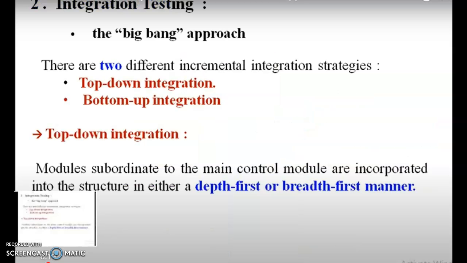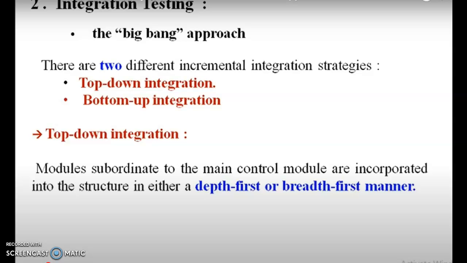Then the next testing process is the integration testing. The integration testing comes after the unit testing. It is also called the Big Bang approach. It is the next level of the software testing process, where individually unit tested components are combined, integrated by design, and tested as a group.